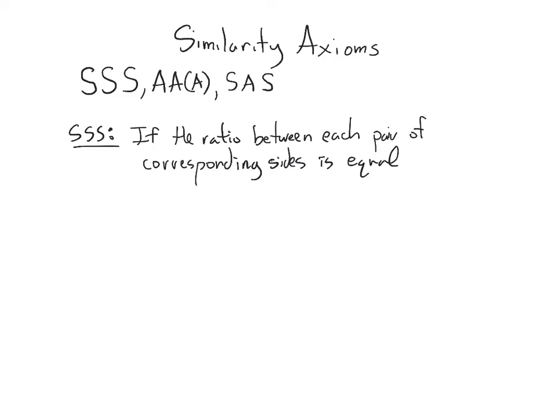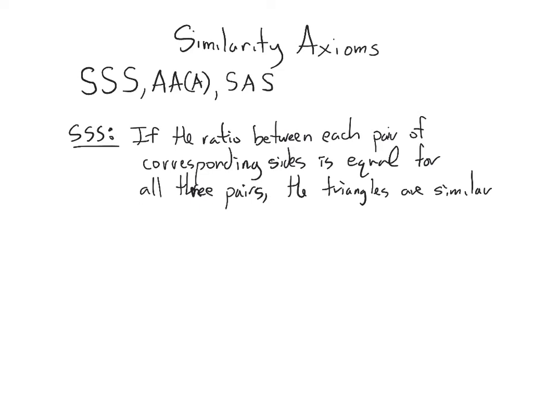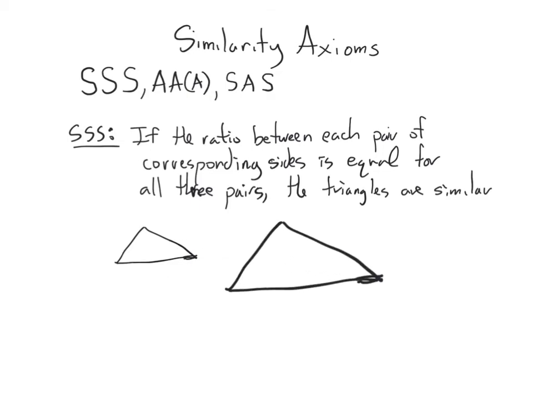So if you know that the ratio between each pair of corresponding sides is equal for all 3 pairs, you know the triangles are similar. So what do I mean by that? I'll just do a little bit of a drawing. Let's say I know the following thing. So here is my first triangle. Let me make a copy of this. And let's make it a little bigger.